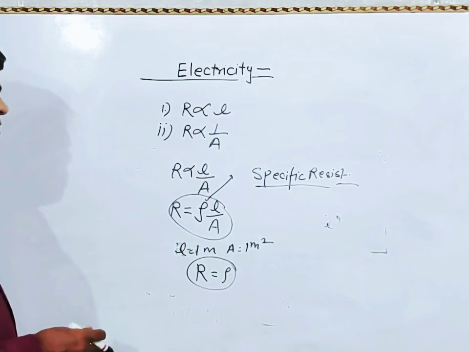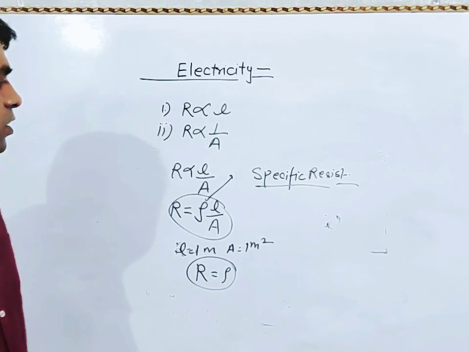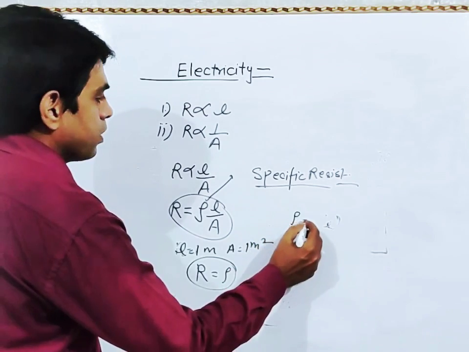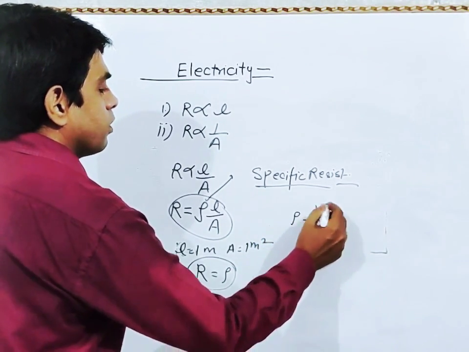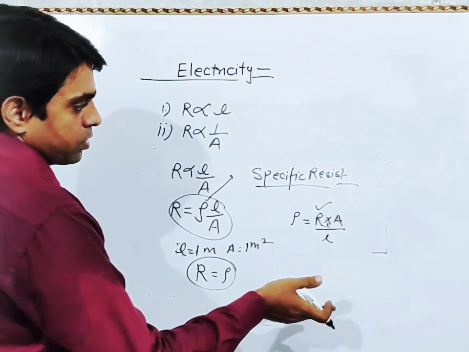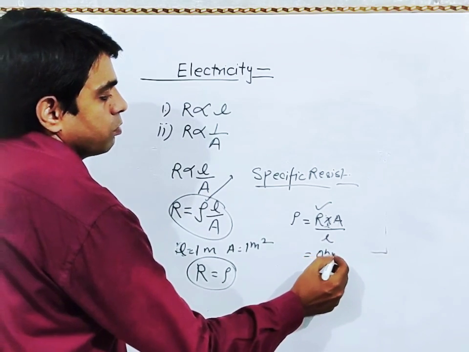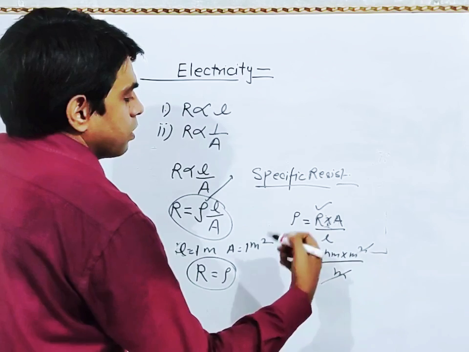So specific resistance is that resistance which exists across the conductor when the length of the conductor is 1 meter and the cross-sectional area is 1 meter square. That's it, the work is done. So rho is equal to RA by L. Now we are going to just find out the unit. What is the unit? R is in ohm, A is in meter square and length is in meter. Meter square by meter, one meter cancels out, and we get the resistivity unit.